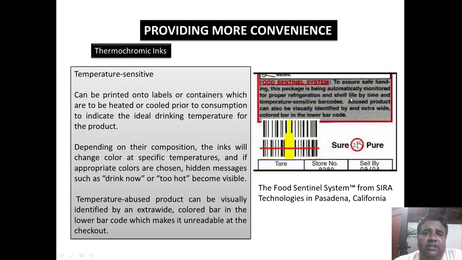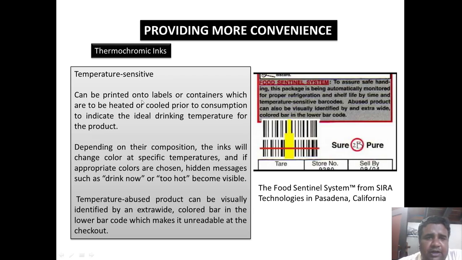So the second type of intelligent packaging system is providing more convenience. For this there are two systems. One is thermochromic inks. Thermochromic inks means these inks will behave differently at different temperatures. So we make a barcode on the food package, and if the food package has not been stored at an appropriate storage temperature, then there can be a widening of the barcode and we will not be able to read it. So this will show the failure of the barcode. Okay, so this is one example.